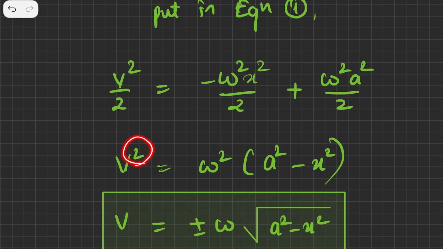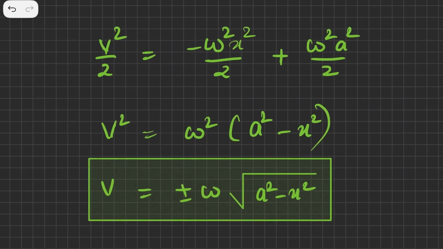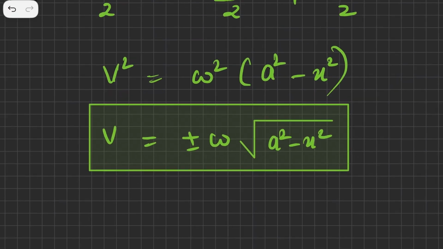And then I don't want a square over here, so I'll take the root. When I take the root, square and root get cancelled. Omega square and root get cancelled, so I'll get omega. And this I cannot do anything about, so I'll keep the root as it is, and a square minus x square will remain as it is. Plus and minus, why? Because whenever you take a square root, you can get a positive or a negative value. That's why we get this equation.